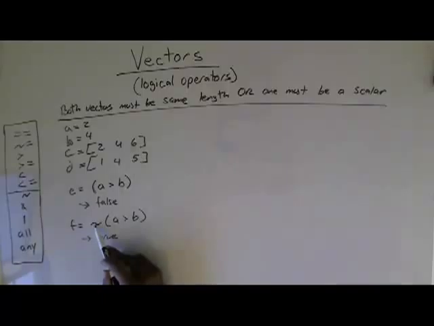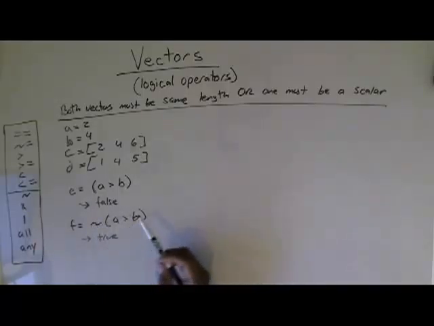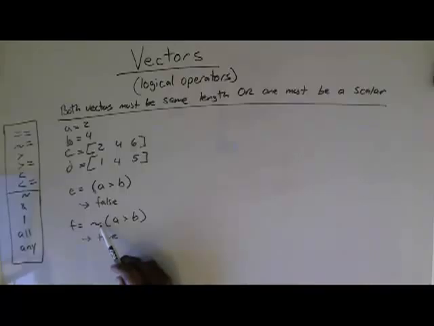So whenever you see this not, it's almost like the negative in math. Whenever you see this not in front of something, if it was true, it turns it false. If it was false, it turns it true. So that's the tilde or the not operator at work there. Okay.